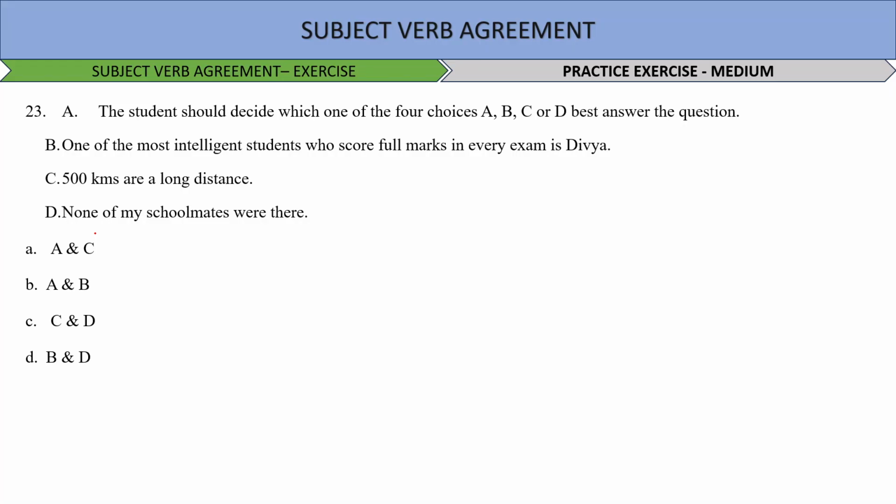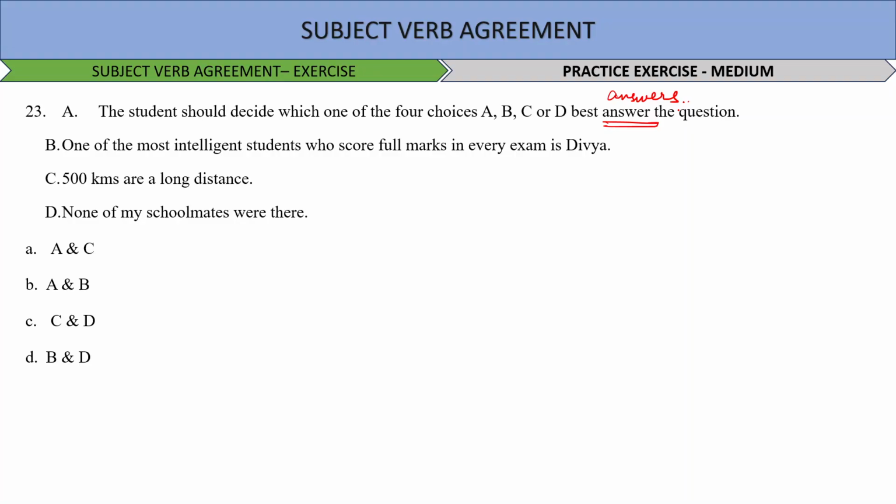The student should decide which one of the four choices A, B, C, or D best answers. Best answer, it's not answer, it will be best answers. Best answers the question. Verb is singular when used with one of. Okay. One of the most intelligent students who score full marks in the exam is Divya. Correct. 500 kilometers again is a long distance and not hour, used as a singular unit.